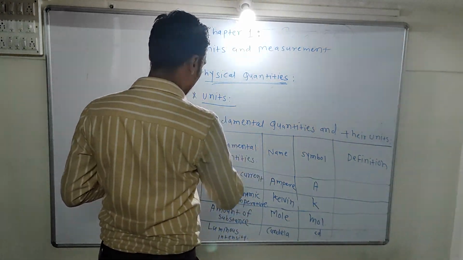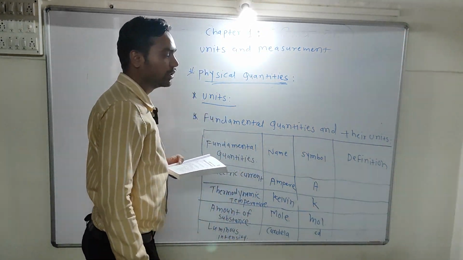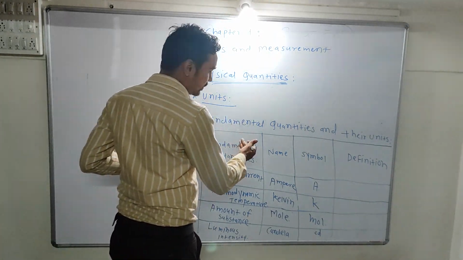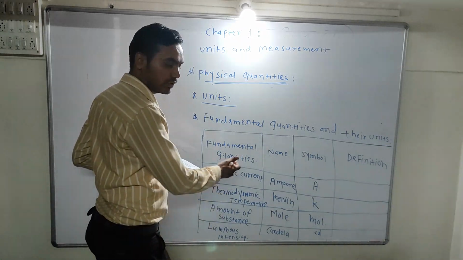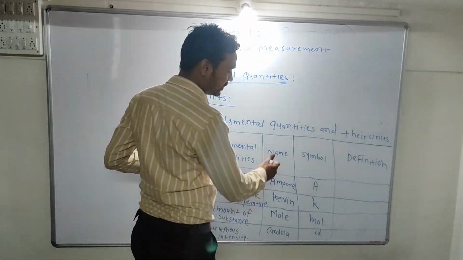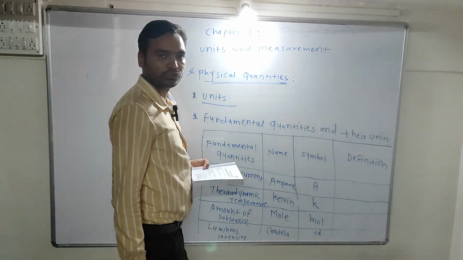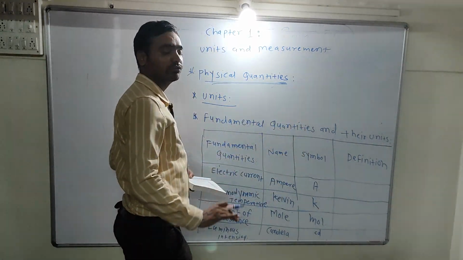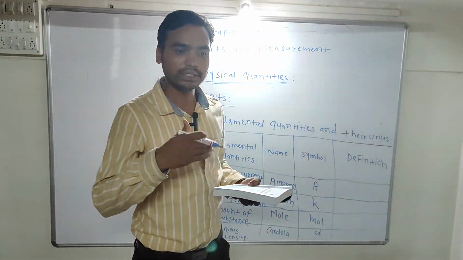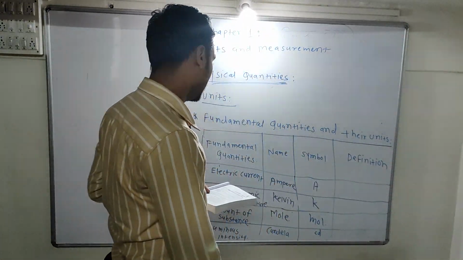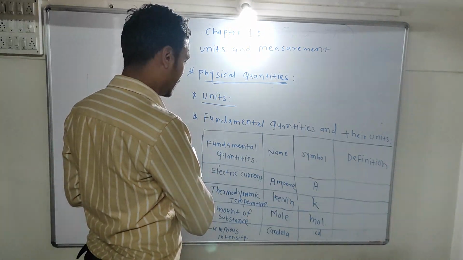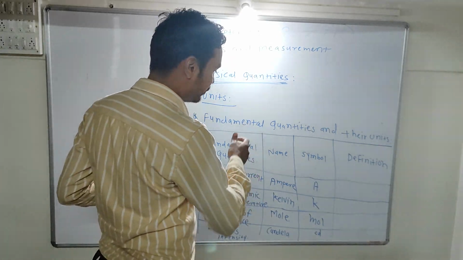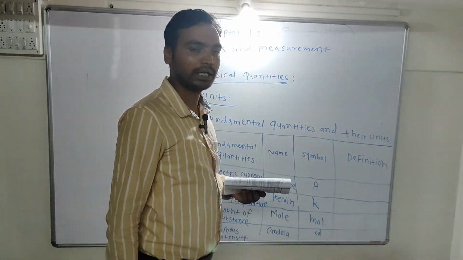Then we have to see what is meant by the fundamental quantities and their units. We have to see the fundamental quantities, their names, unit names, then the symbol for the unit of that physical quantity and the definition of that particular physical quantity. We have to see it one by one. First, the electric current: the name of the electric current unit, the symbol, and the definition.